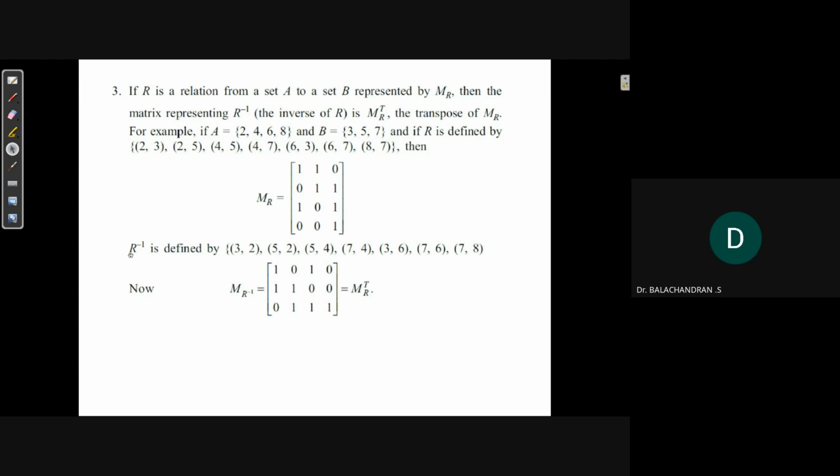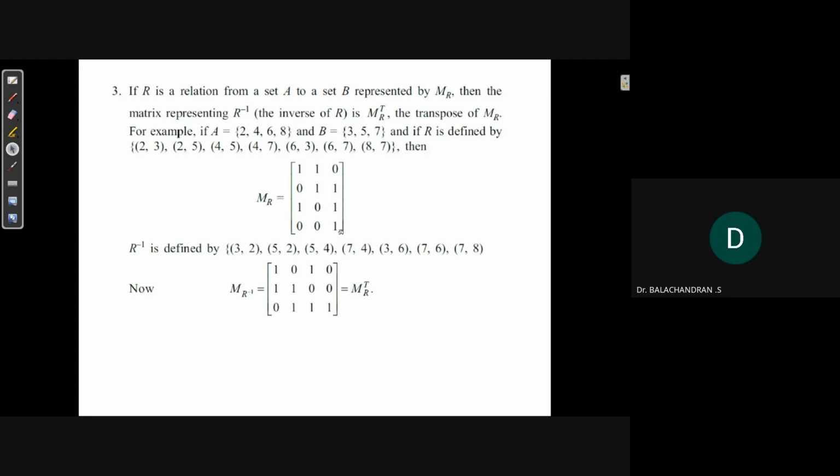So R inverse you can easily write. If it is 2 3, then 3 2; 2 5 means 5 2; 4 5 means 5 4; 4 7 means 7 4. Similarly, you can write the remaining elements. This is R, this is R inverse. Using matrices, how to find it? The matrix representing R inverse is the same as MR transpose, the transpose of this matrix.